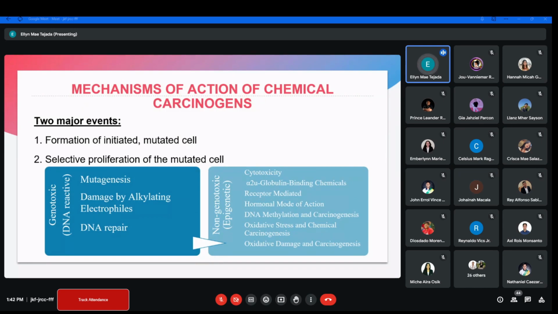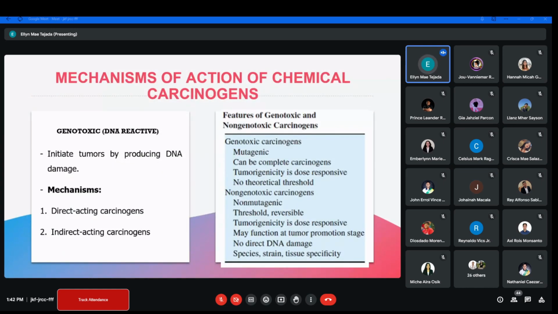Compared to your non-genotoxic, genotoxic is really quite specific since it is directly damaging. The non-genotoxic is still DNA damaging, but indirectly. So it goes on to these particular interactions. Aside from that, to further see what the genotoxic or the DNA reactive could do, genotoxic carcinogens initiate tumors by producing DNA damage, as I mentioned in the beginning.